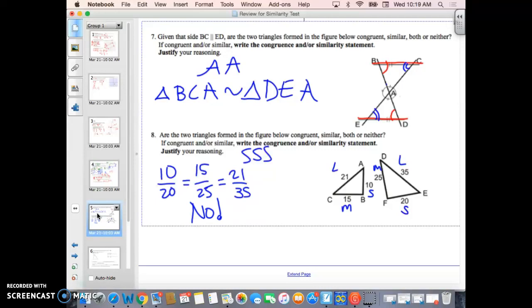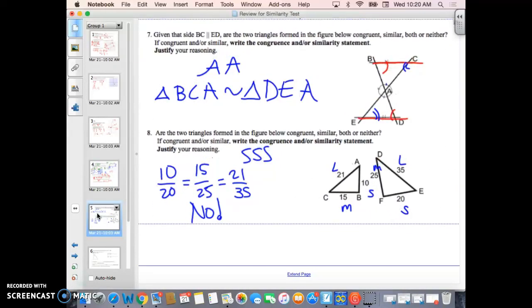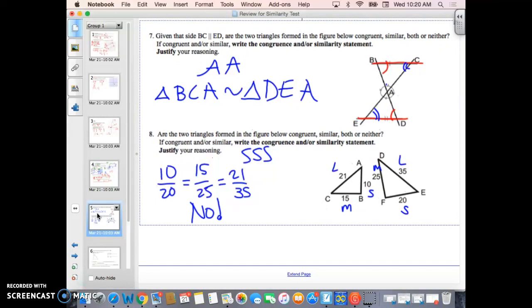Because 10 over 20 I know is 1/2. So they're not going to be proportional. So they are not similar. You do have to justify your reasoning with a complete sentence. Cool. All right, moving on.